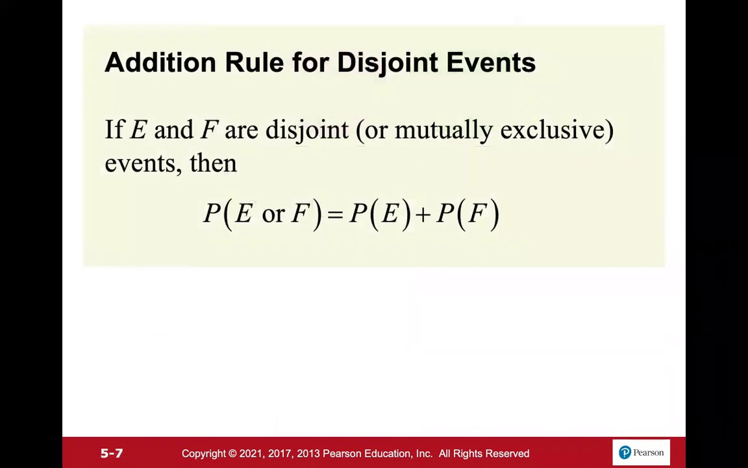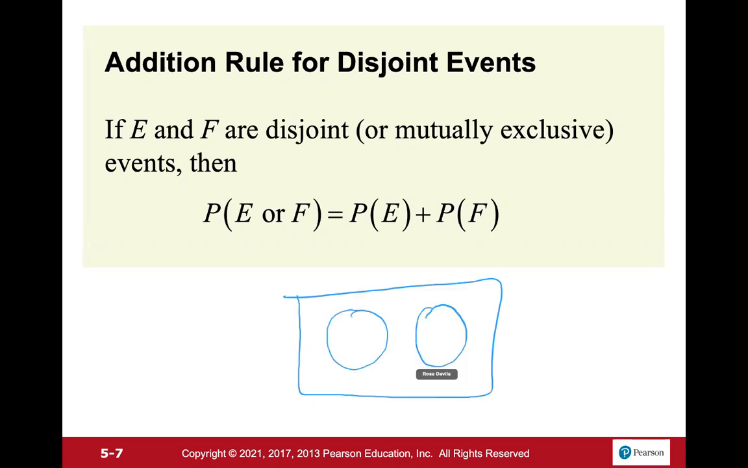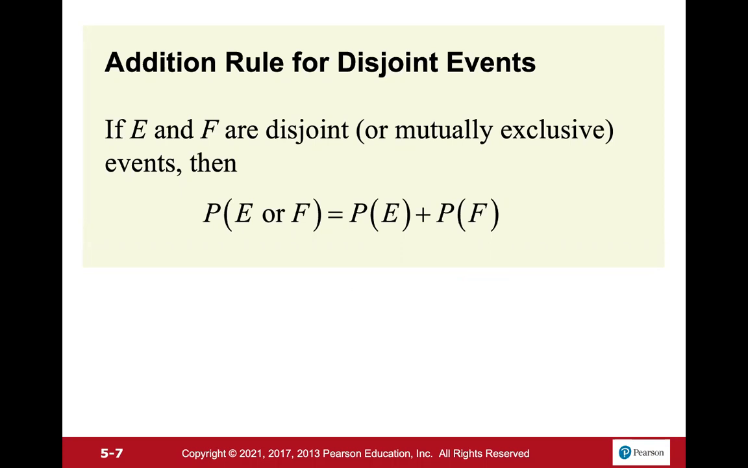And now for our addition rule. If E and F are disjoint or mutually exclusive events, then the probability of E or F is equal to the probability of E plus the probability of F. So this only happens with disjoint events. Remember, with disjoint events, there is not one thing that the two events have in common, so therefore we're able to do all of this.